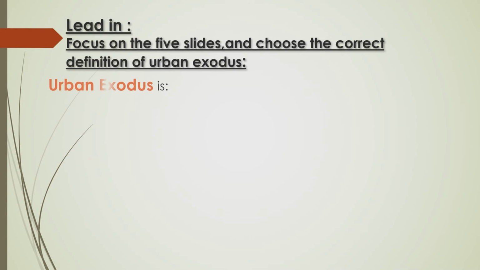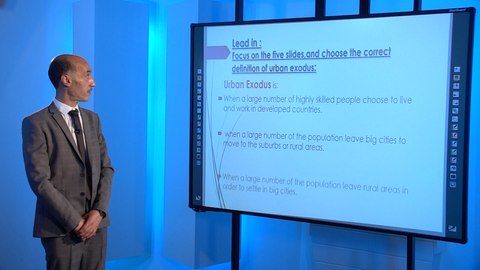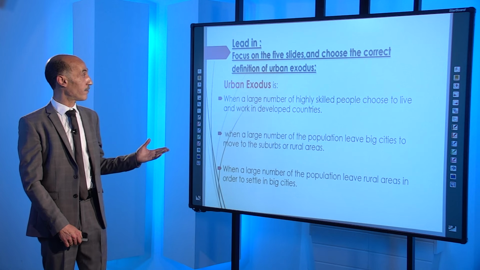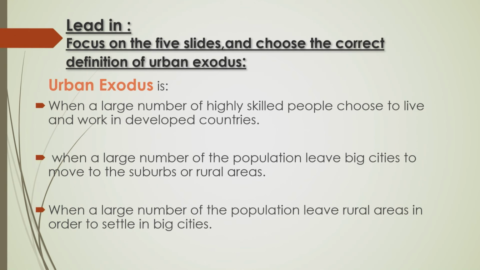Maybe not all of you are familiar with this expression, urban exodus. That's why we'll together focus on the 5 slides and choose the correct definition of urban exodus. Urban exodus is when a large number of highly skilled people choose to live and work in developed countries. The second alternative is when a large number of the population leave big cities to move to the suburbs or rural areas. And the third alternative reads: when a large number of the population leave rural areas in order to settle in big cities.